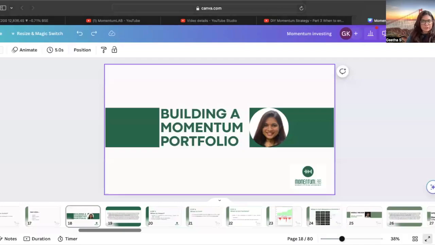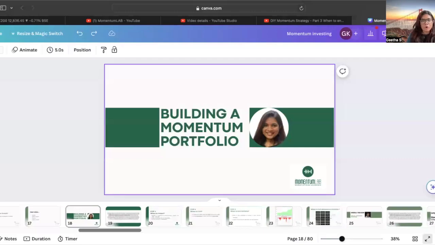So today is part 2 of the part 1 that I had already done on building a momentum portfolio. So how do you do it yourself? How do you build your own momentum portfolio? In part 2, I will be covering two main things, which is when do I enter the market to create my own portfolio, and when should I exit?